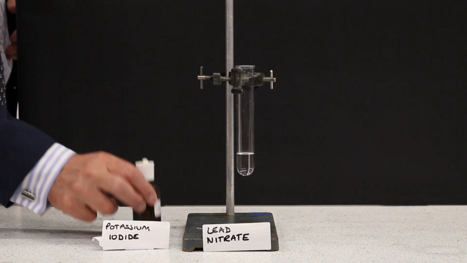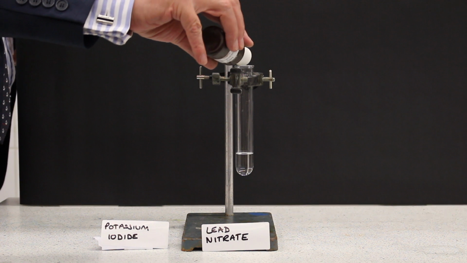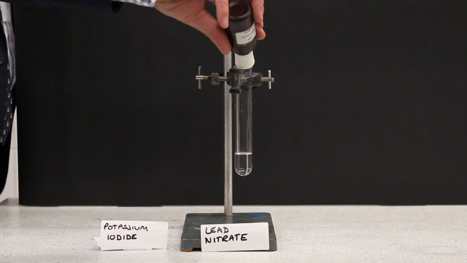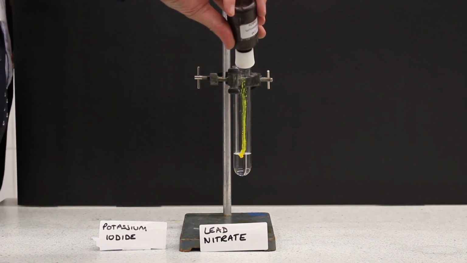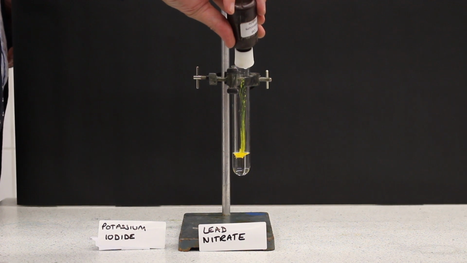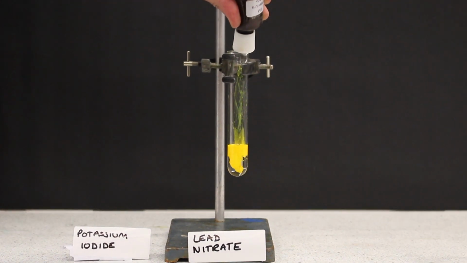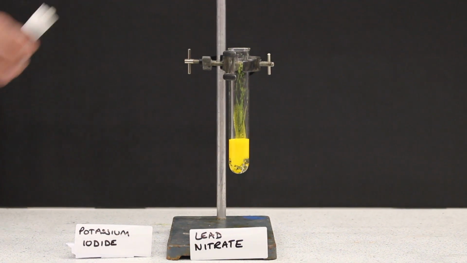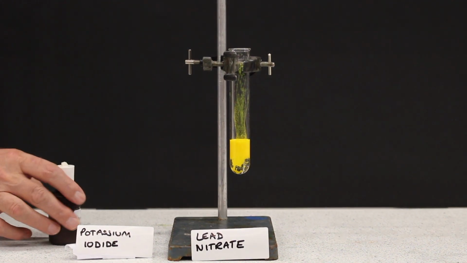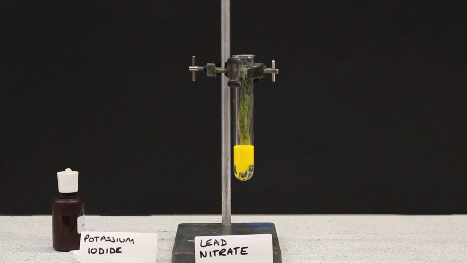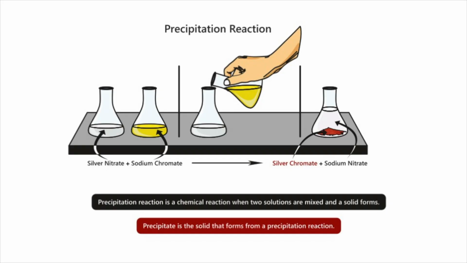So now let's look at this reaction close up. So you can see we're adding potassium iodide here to lead nitrate, and as soon as we add the potassium iodide to lead nitrate, we form an insoluble solid which is yellow. This is our precipitate, and this precipitate is lead iodide. Now my other product, potassium nitrate, is soluble.